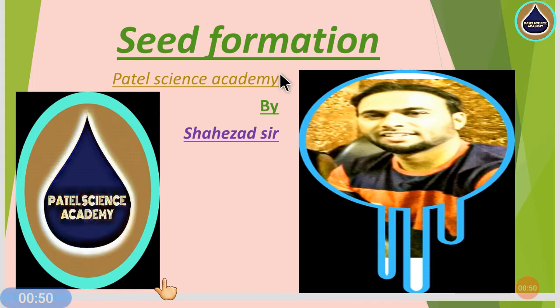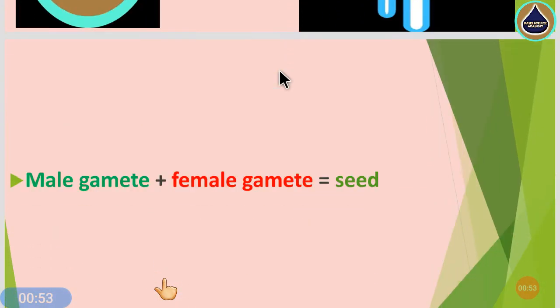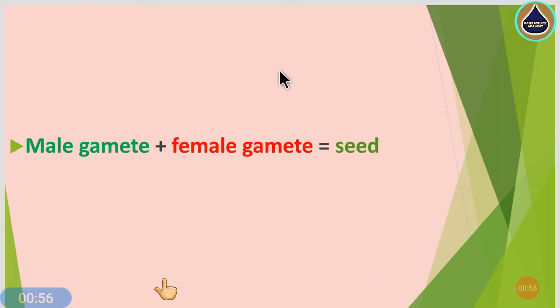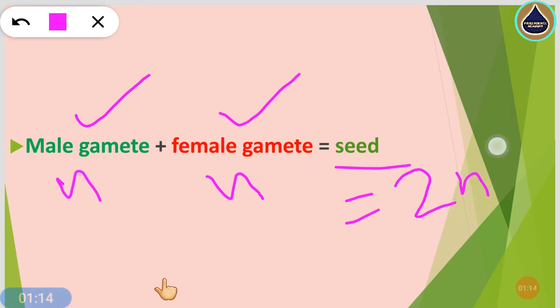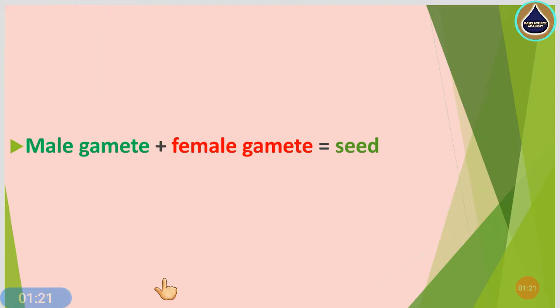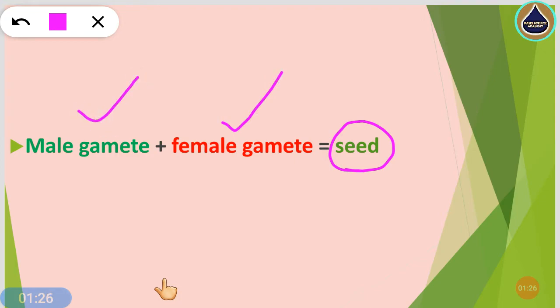So dear students, let's see the details of these slides one by one. You can first understand the formation of the seeds. The seed is formed by the fusion of the male gamete with the female gamete. The male gamete is haploid, single n, and the female gamete is also haploid, single n, and they fuse. These two gametes fuse to give the 2n zygote, and that 2n zygote finally converts into a seed with its embryo. So simply, the seed is formed by the fusion of the female gamete and the male gamete.